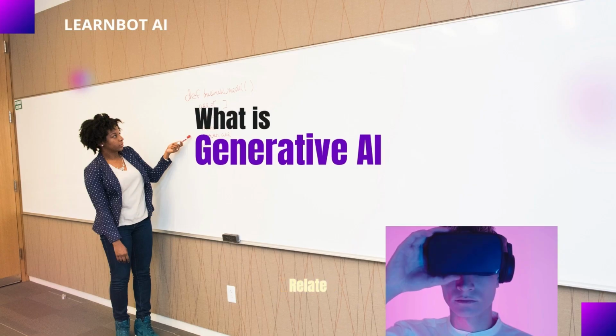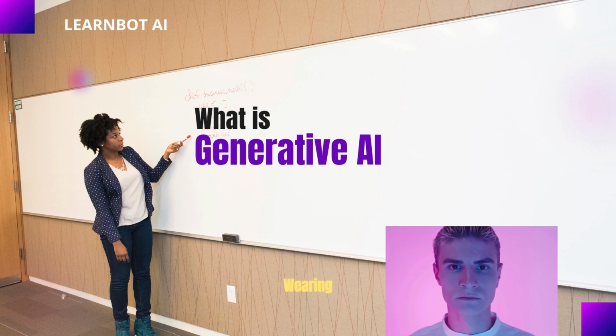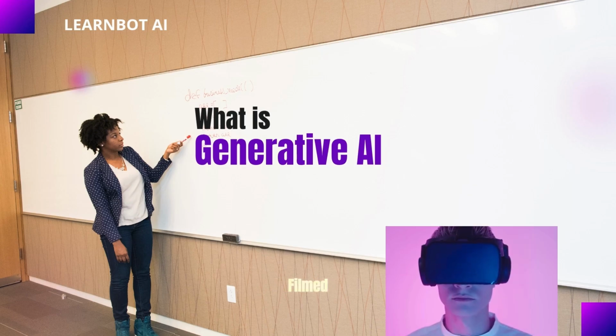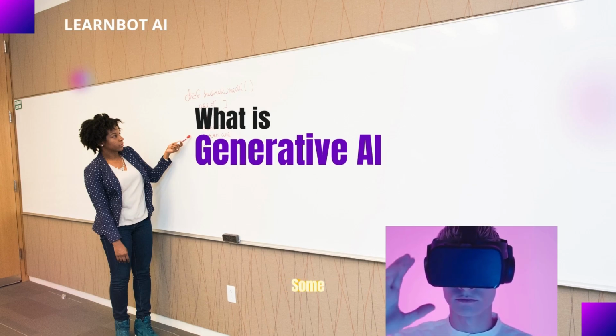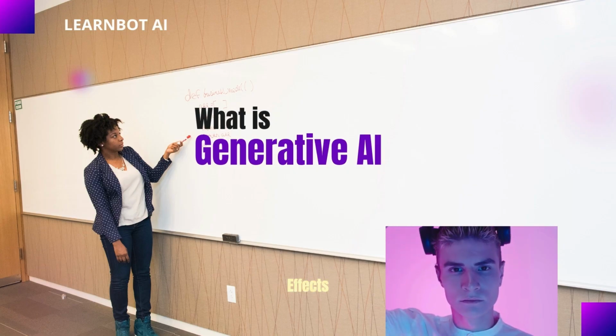Real-life examples you can relate to. When you use an app to turn your photo into a cartoon, that's generative AI. When you see a video of a lion wearing sunglasses dancing, that wasn't filmed, it was generated by AI. Even some of the filters on Snapchat or TikTok use generative AI to add cool effects.